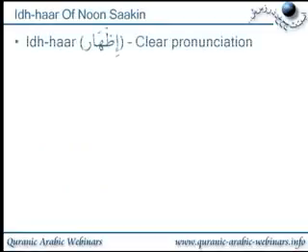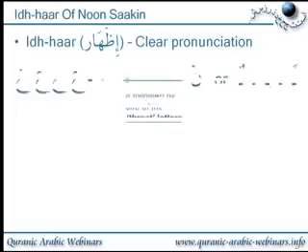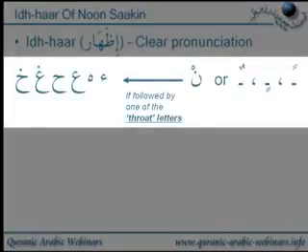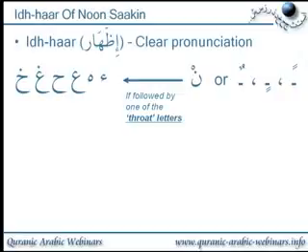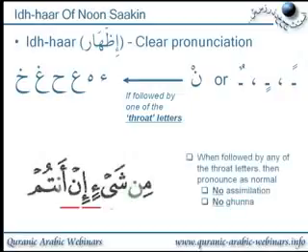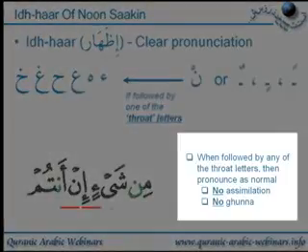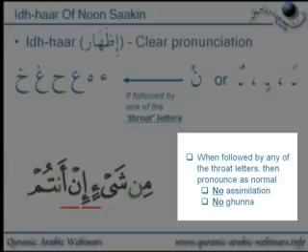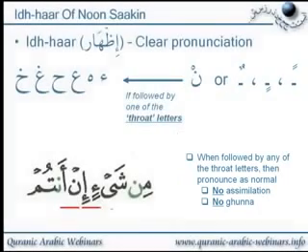The first one, Izhar, which is clear pronunciation. So if we have any of the Tanween or Noon Saakin followed by one of the throat letters, then we're going to apply the rule of Izhar. So note here, when followed by any of the throat letters, then pronounce as normal, i.e. there is no assimilation of any letters and there is no Ghunna taking place.